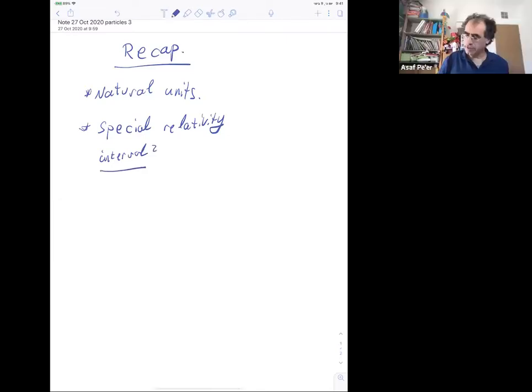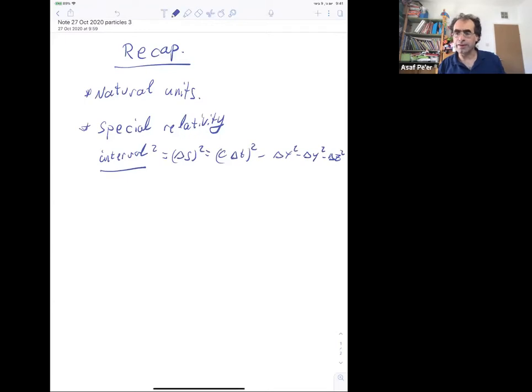So the interval squared, delta S squared, is just c delta t squared minus delta x squared minus delta y squared minus delta z squared. And this is something which is conserved. Both observers in different frames would disagree on the location of an event, would disagree on the time in which the event took place, but both would agree on the interval between two events.